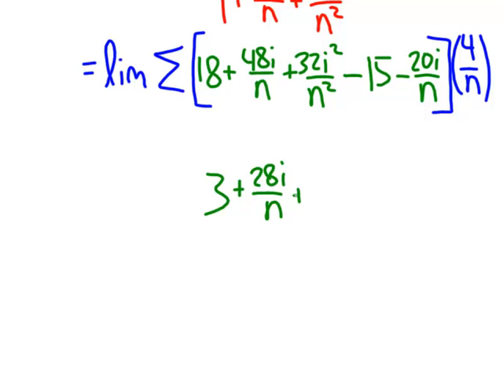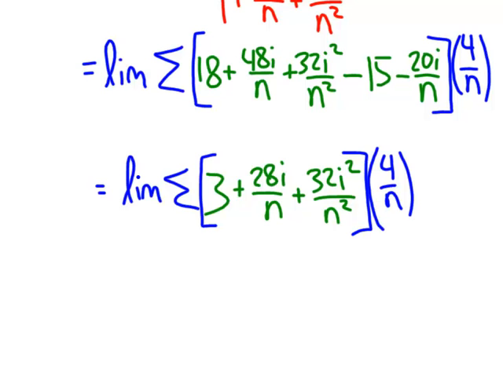Plus 32i squared over n squared. I'm going to recall my goal to just get sigma i squared, sigma i, and sigma constant. And let's go ahead and jump to that point. So if I distribute 4 over n times 3, I get 12 over n. I'm going to take it outside a sigma 1.